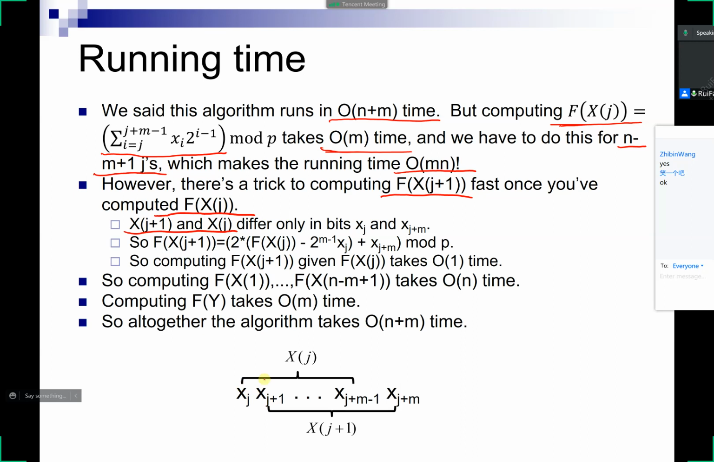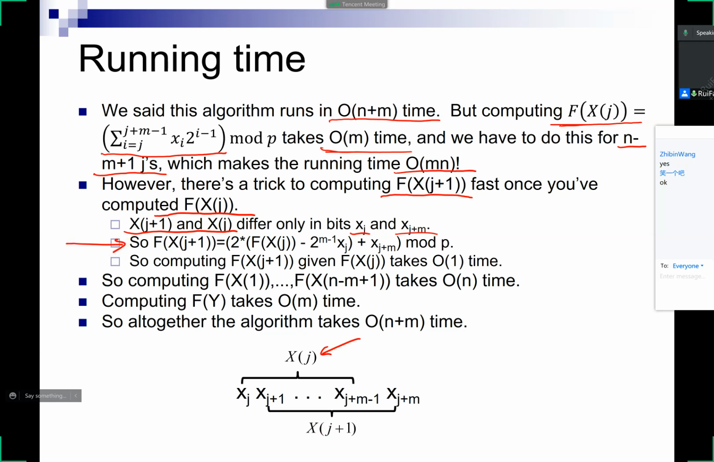Here you see on the bottom, this is x of j. It starts at the jth bit and then runs for m bits. And x of j plus 1 starts at the next bit and then also runs for m bits. Therefore, these two strings only differ in 2 bits. In fact, if you know the fingerprint of x of j, then we can compute the fingerprint of x of j plus 1 using this formula over here.